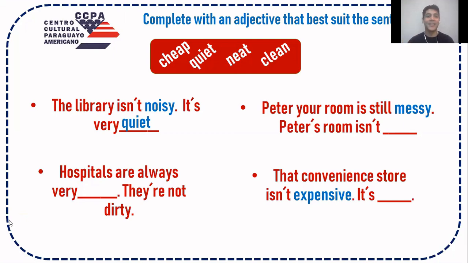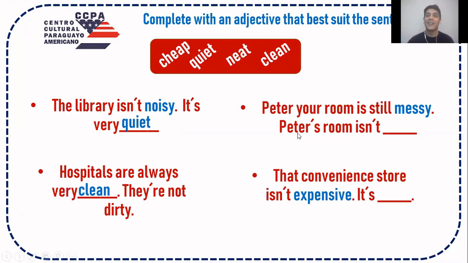Very good job. Let's go to the next one. Hospitals are always very... they're not dirty. So the opposite of dirty is, remember the restaurant and the park. The restaurant is clean and the park is dirty, right? So we have cheap, quiet, neat, and clean. So the opposite of dirty, clean. Very good. The hospitals are always very clean. They're not dirty, right? This is very logical.